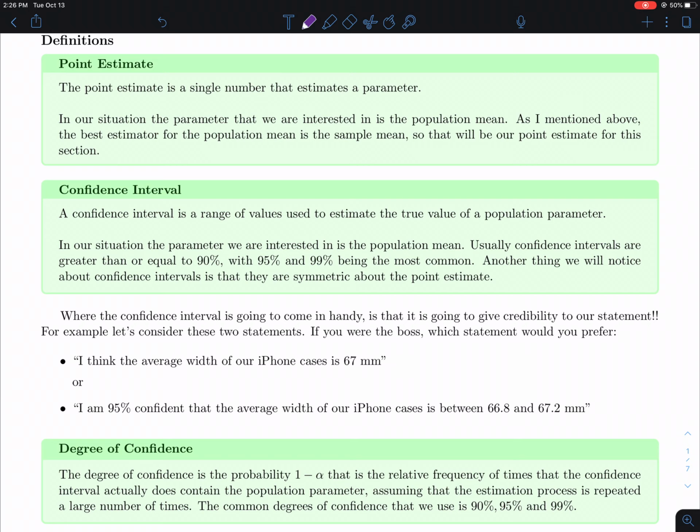There's a bunch of little definitions here in the beginning, so I'll just go through them real quick. Again, the point estimate is a number that estimates the parameter. Remember, a parameter is always something that describes the population. For this chapter, we're going to be talking about the population mean, because that's the thing we want to know something about.